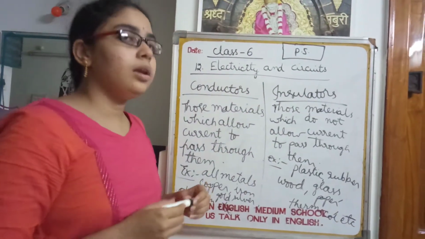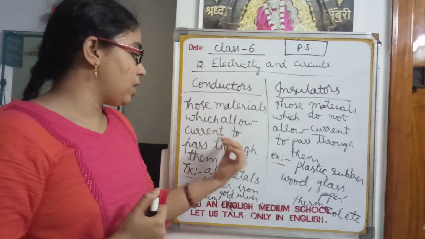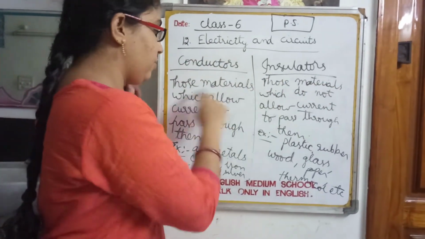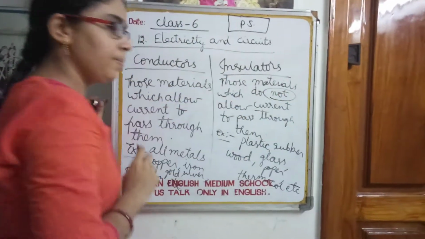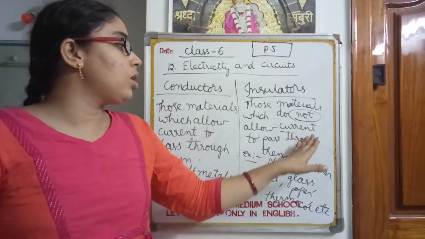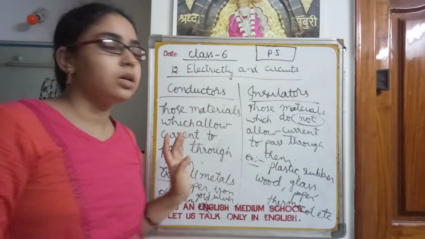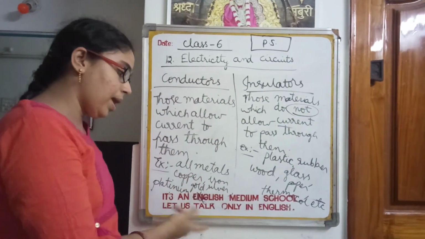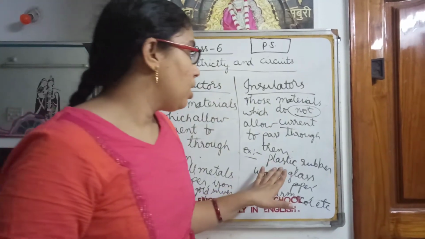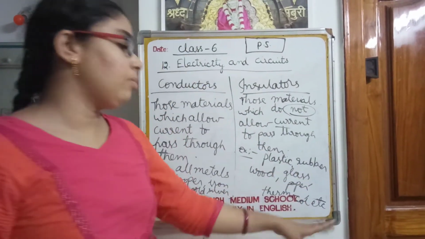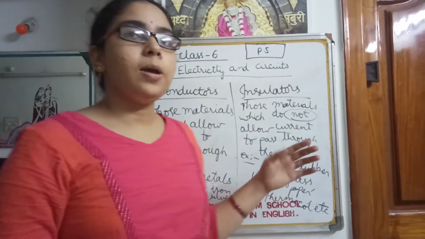Okay children, let us recall this. Those materials which allow current to pass through them are called conductors. What is the difference between these two? Only this. Those which allow current to pass through them are conductors, which do not allow current to pass through them are insulators. Examples are all metals such as copper, iron, gold, silver, platinum and many more. Insulators: plastic, rubber, wood, glass, paper, thermocol, etc. So many are there.